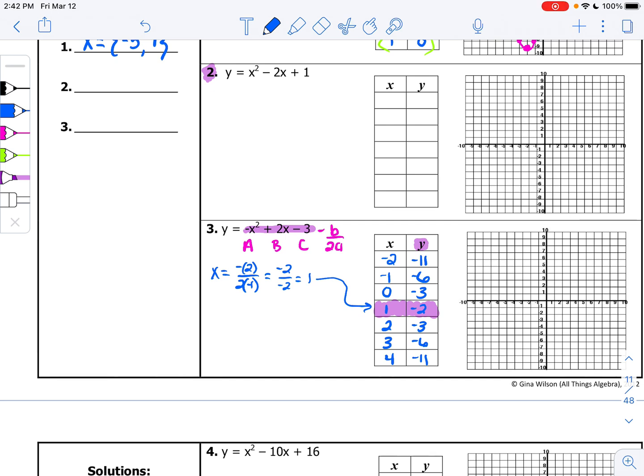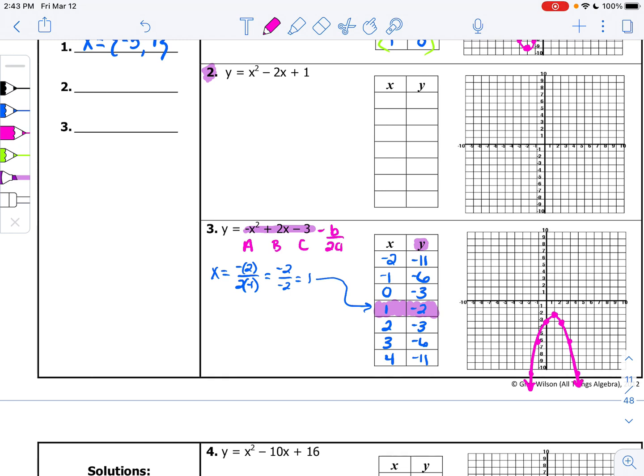So we're going to graph all of these points. Starting with my vertex, (1, -2), (0, -3), (-1, -6), and (-2, -11). That's going to come off our graph just a little bit. Then on the other side of our parabola, (2, -3), (3, -6), and (4, -11). And then we'll connect it.